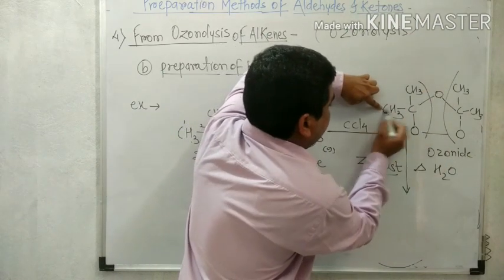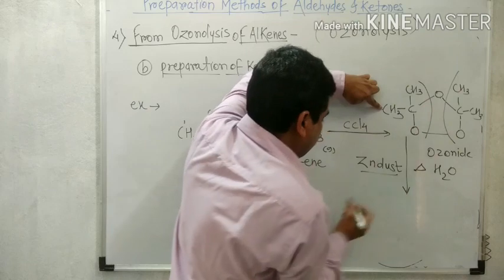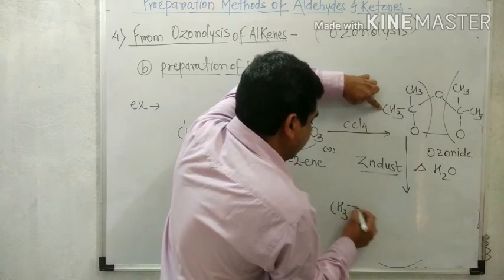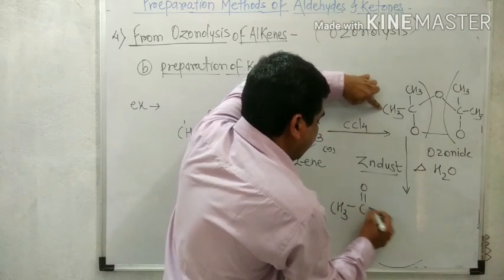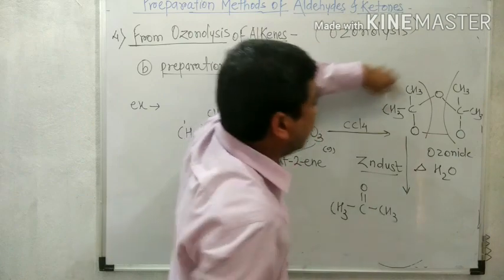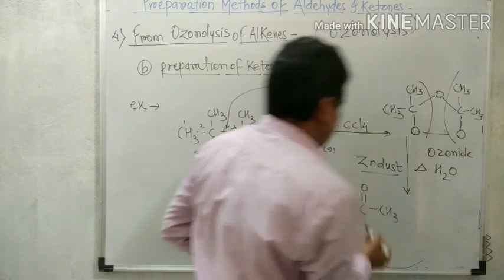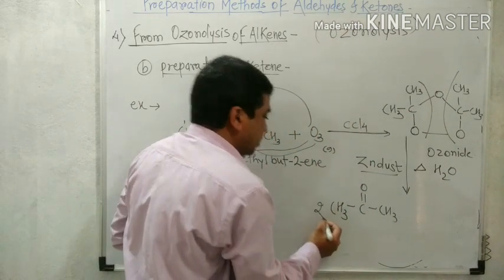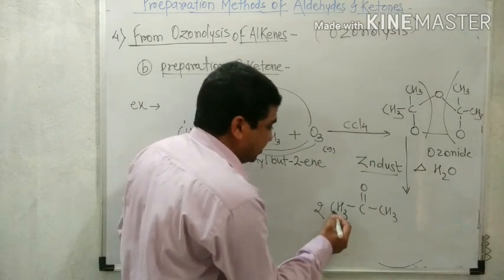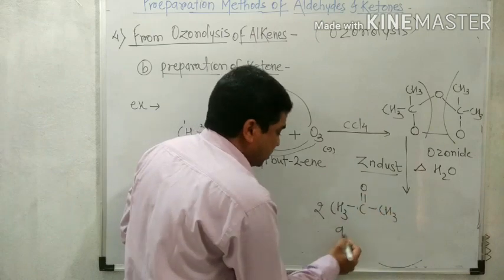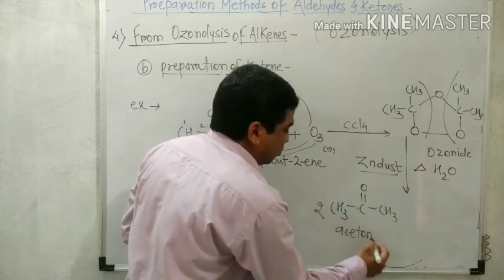From this, CH3COCH3. How to write CH3COCH3? CH3C double bond OCH3. Another also CH3COCH3. So it means the same molecule is obtained. That is, two molecules of this CH3COCH3 are obtained. That is two molecules of acetone.